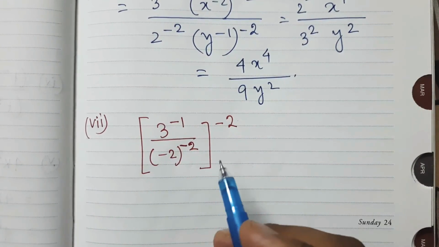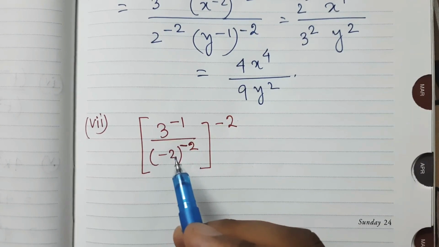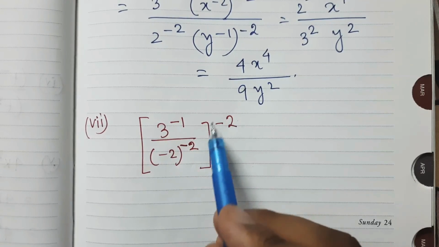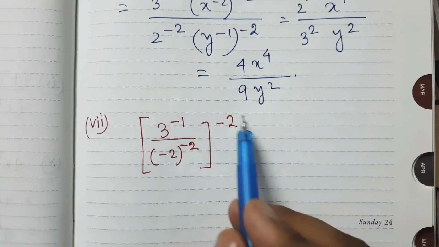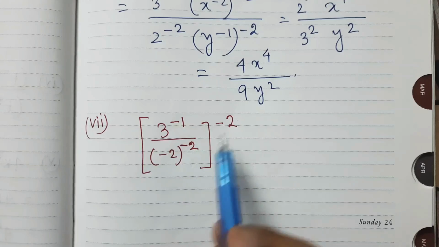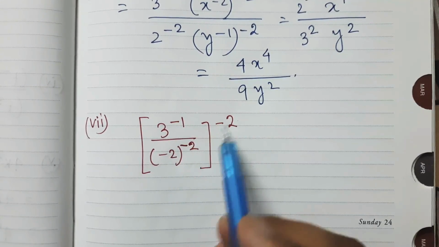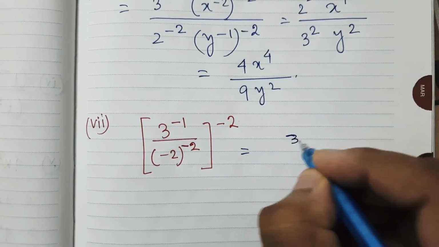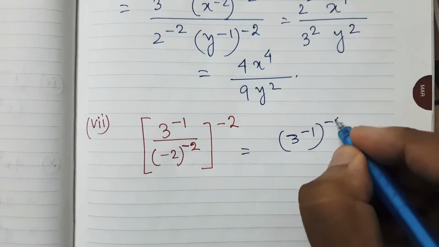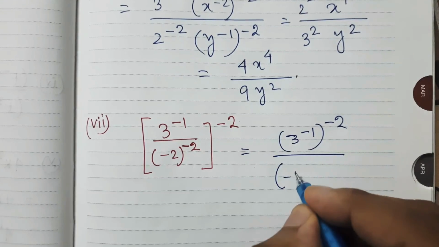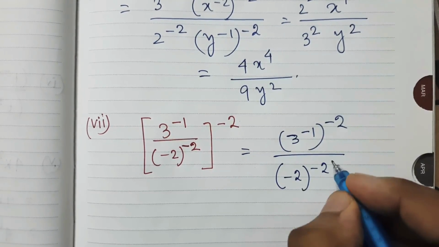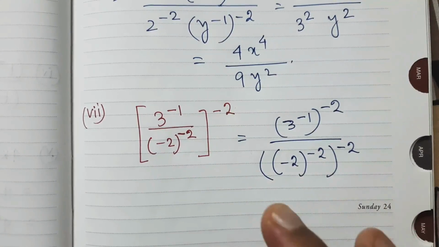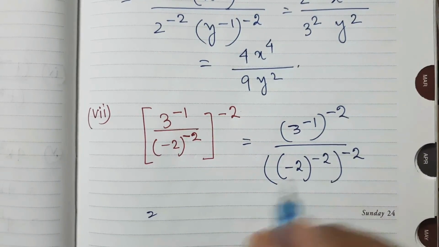So this is part 7. For this part also I am first going to apply formula number 4. That means I am considering this as one term and this as one term. And this is a common exponent. So this to the power this and then divided by this to the power this. I am just distributing this exponent. So finally 3 to the power minus 1 whole to the power minus 2 divided by minus 2 to the power minus 2 whole to the power minus 2. Okay. Now it looks weird, I know, but it will be shorter.